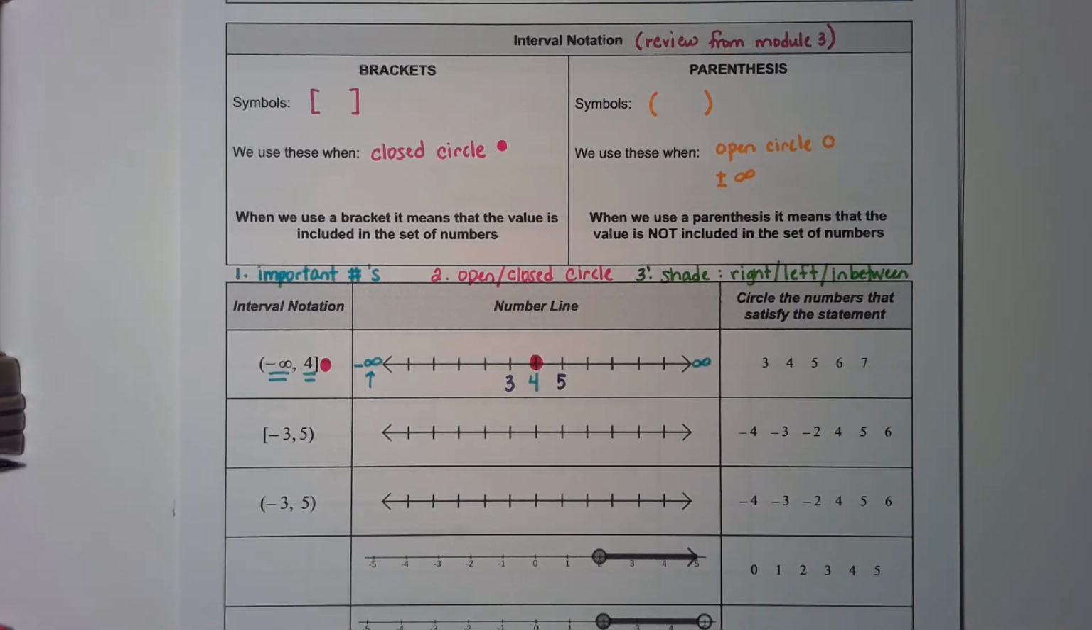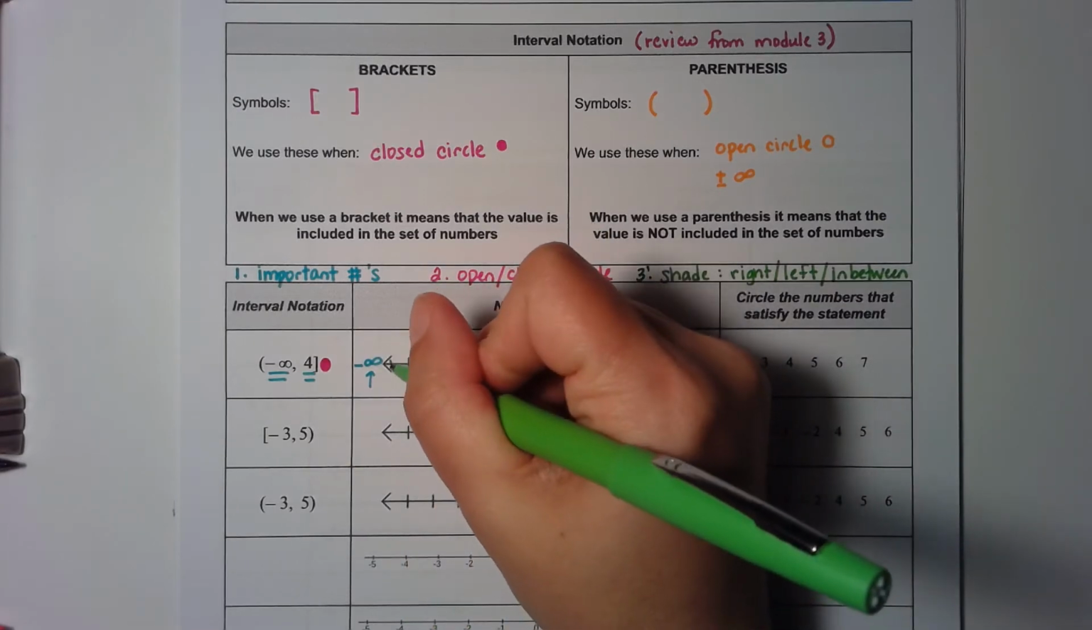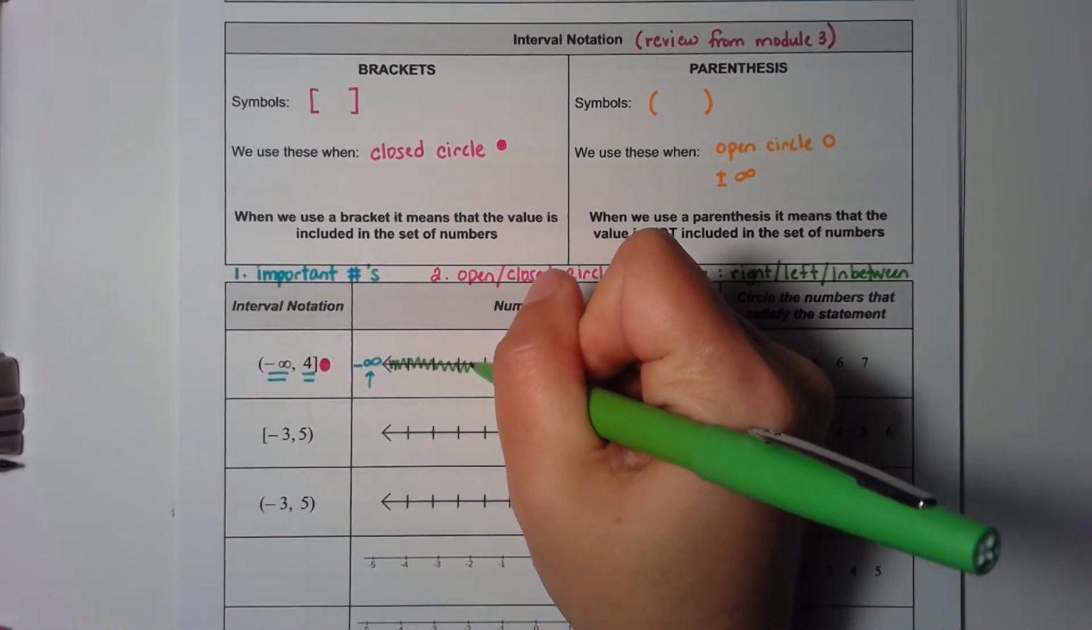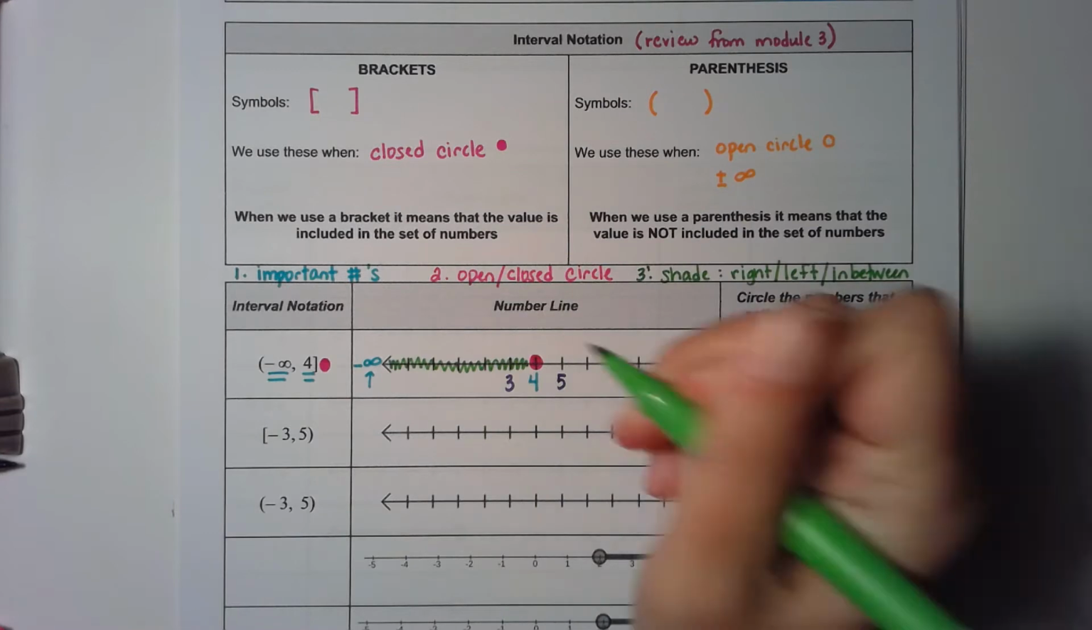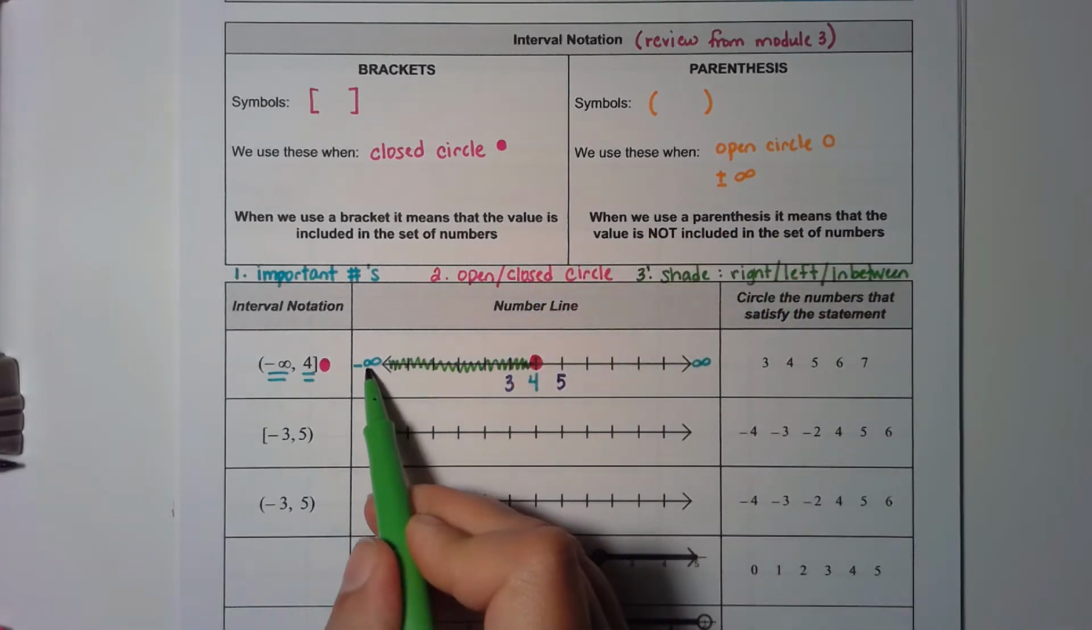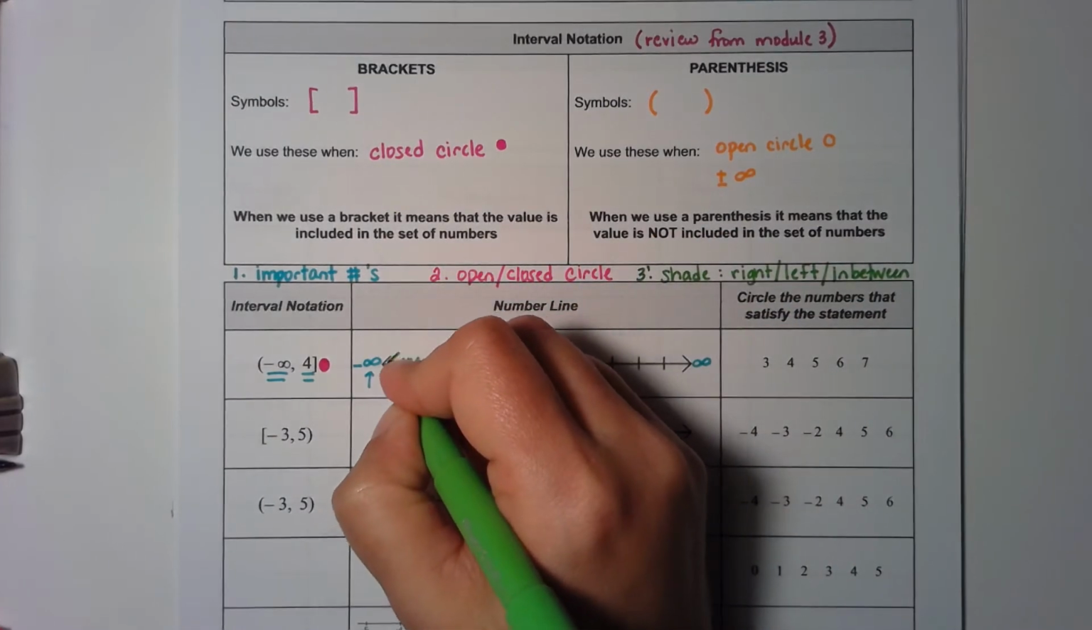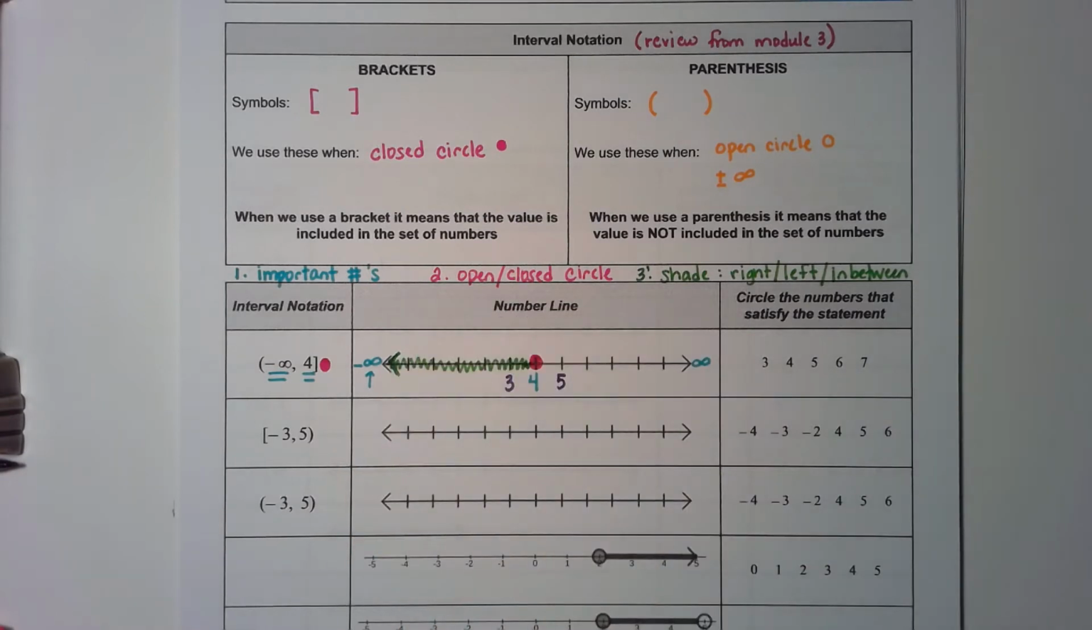Don't go past the number 4. To show that, we're going to shade or color the part of the graph that's to the left of the number 4, which means it goes towards negative infinity. And we're going to put an arrow there to show that it keeps going forever and ever and ever.